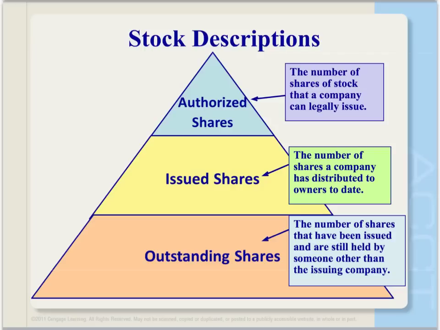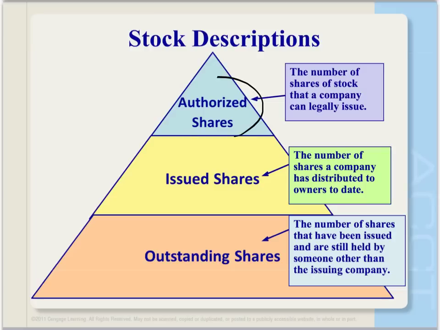So when we take a look at stock, there are three things in this pyramid that I want you to take a look at. One is common stock is sold in shares. That is, each unit of stock is called a share of stock. There are three ways in which a company describes its shares of stock.